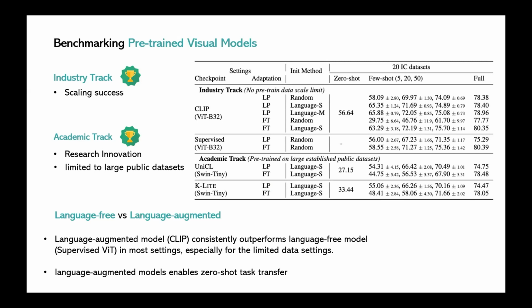By benchmarking different pre-trained methods, we see that language-augmented visual models perform better than language-free models for two reasons. First, of course, we get a better final recognition accuracy. And second, VLP models actually enable zero-shot transfer, while the traditional language-free models cannot do this.